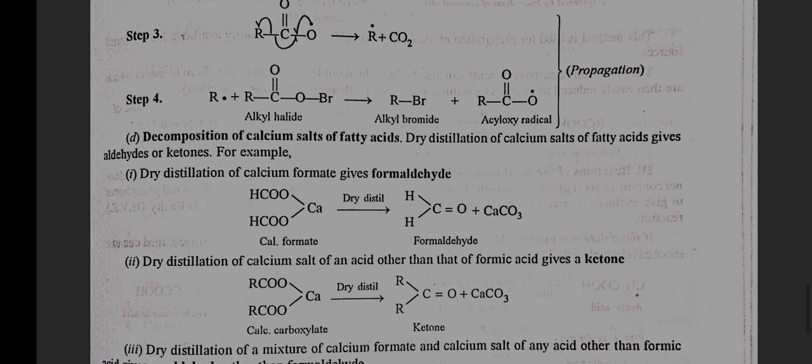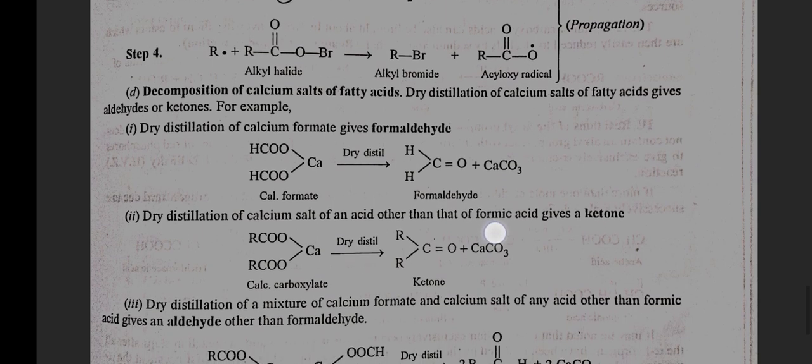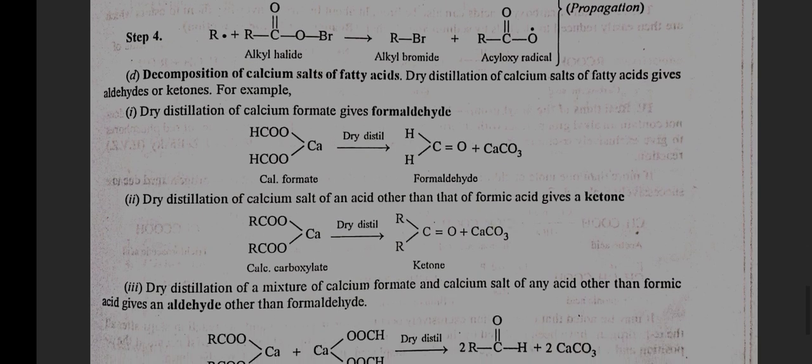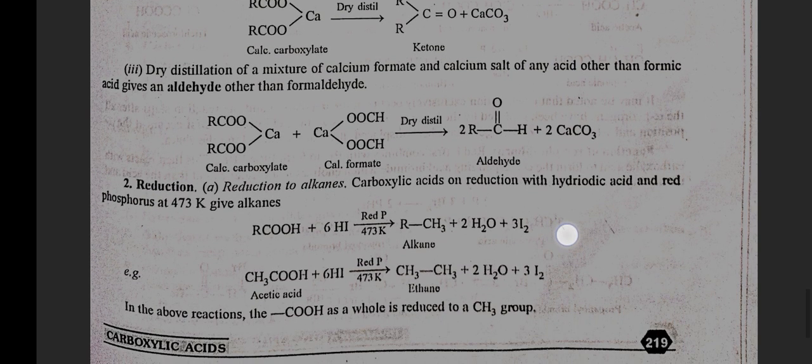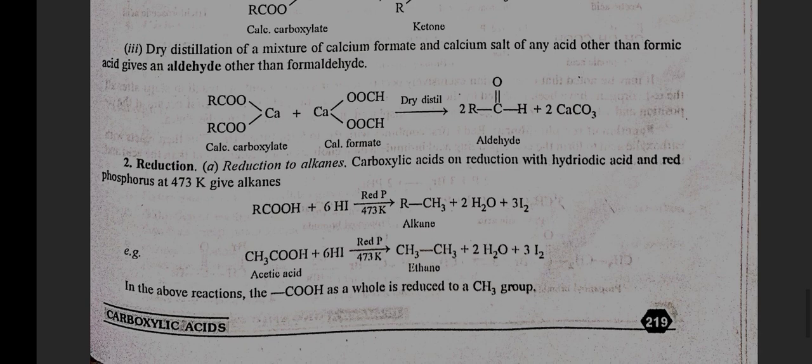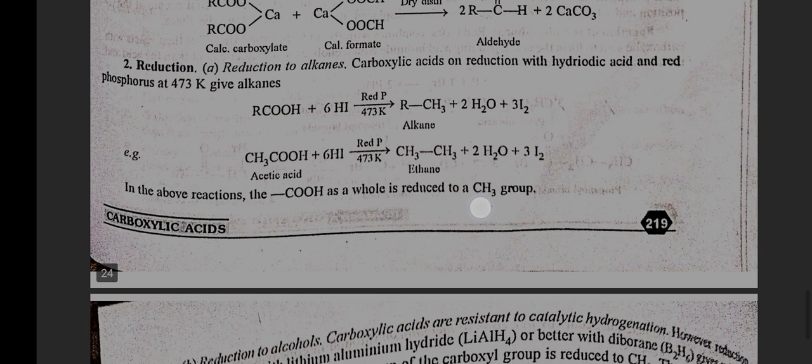D. Decomposition of calcium salts of fatty acids. Dry distillation of calcium salts of fatty acids gives aldehydes or ketones. For example, first, dry distillation of calcium formate gives formaldehyde. Second, dry distillation of calcium salt of an acid other than formic acid gives a ketone. Third, dry distillation of a mixture of calcium formate and calcium salt of an acid other than formic acid gives an aldehyde other than formaldehyde.